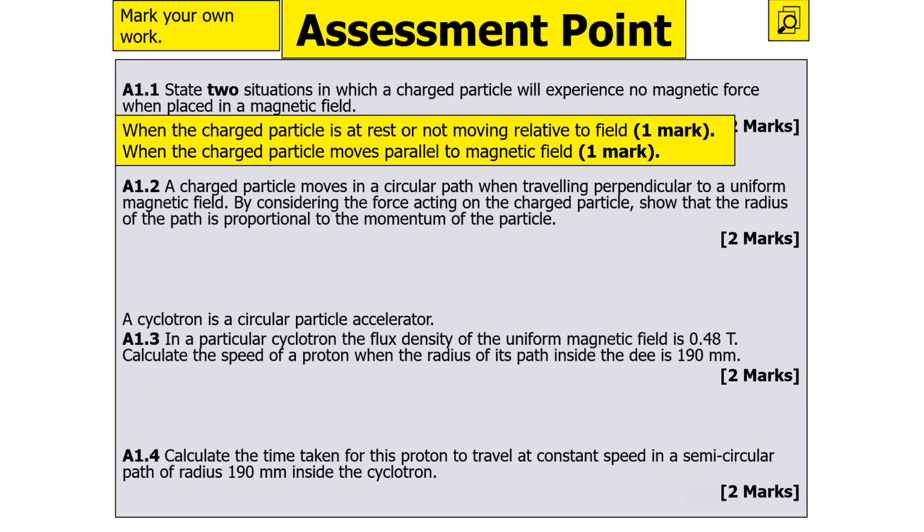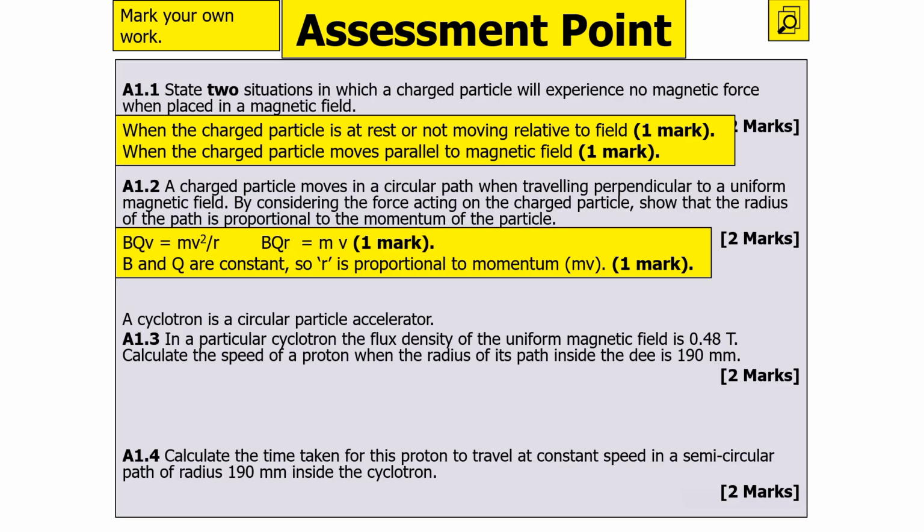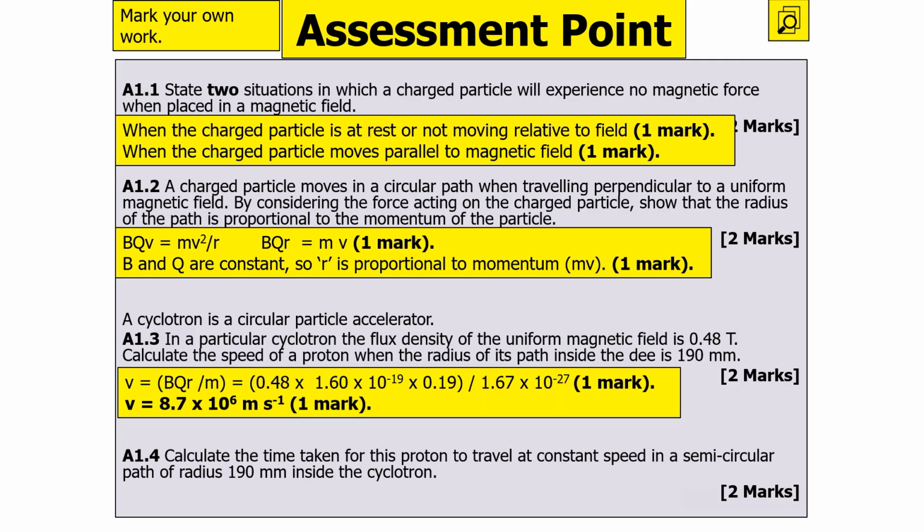Right, so the two conditions are when the charged particle is at rest or not moving relative to the field, or if the charged particle moves parallel to the magnetic field. In our next question, BQV equals mv squared over r, so therefore R equals mv over bq. B and q are constant, so R is proportional to mv. In our next question, we know R equals mv over bq, so v equals BQR over m. Pop in all the values. You know the mass of a proton, you know the charge of a proton from the equation sheet, so you pop them all in and you get 8.7 times 10 to the 6 meters per second.